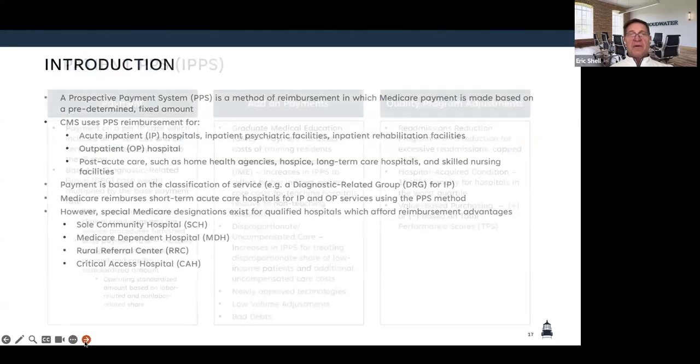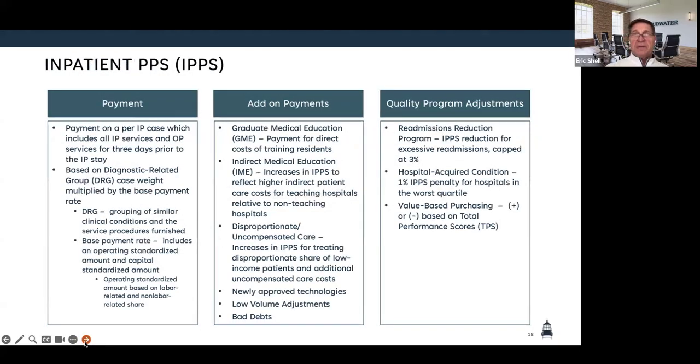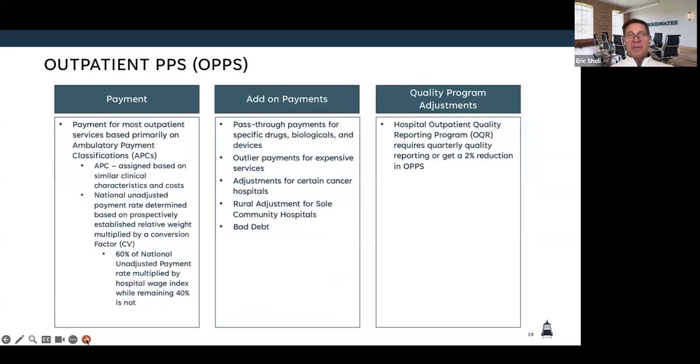And how most payment, at least much of payment for acute care hospitals on the inpatient side, is tied to DRGs. A diagnostic related group is a set of services bundled under one, they call it DRG, that has a case weight. That case weight is multiplied by a base rate. There's add-on payments, and then there's adjustments, penalties, those types of things. But that's inpatient. Outpatient is similar, but in outpatient, acute care hospitals are paid on an ambulatory payment classification, APCs.